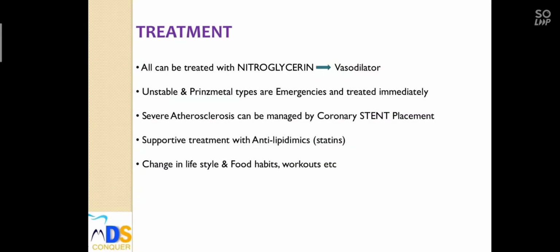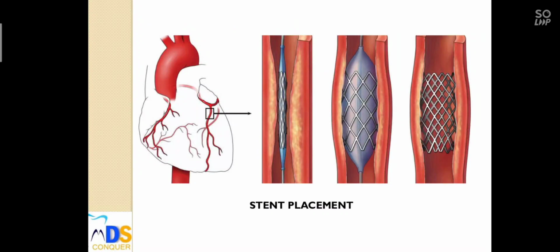Coming to the treatment part, all the types can be treated with nitroglycerin, which is a potent vasodilator. Unstable and Prinzmetal types are kind of emergencies and should be treated immediately. Severe atherosclerosis can be managed by coronary stent placement. Supportive treatment can be given by statins, which are usually called antilipidemics. This is a balloon catheter stent placement commonly done by cardiologists for the removal of atherosclerosis and to increase the diameter of the blood vessel.